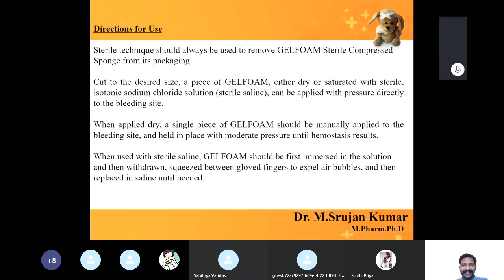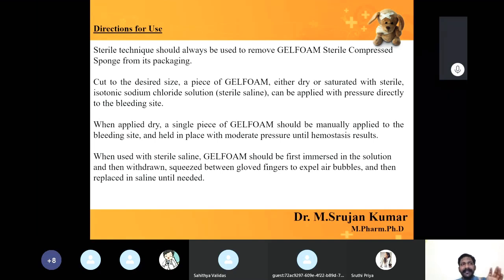When applied dry, a single piece of gel foam should be manually applied to the bleeding side and held in place with moderate pressure until hemostasis results. So as wet, you need to saturate with a sodium chloride solution, and that solution should be adjusted to isotonicity. This is the first thing. When you adopt your sodium chloride solution, ultimately that solution will maintain isotonicity. That is for sure.